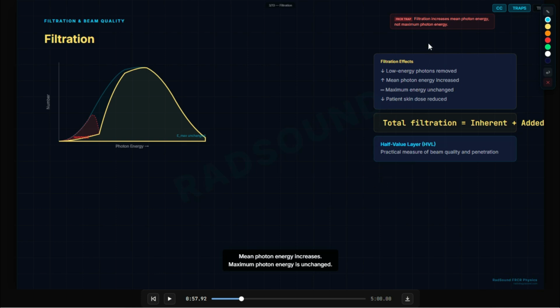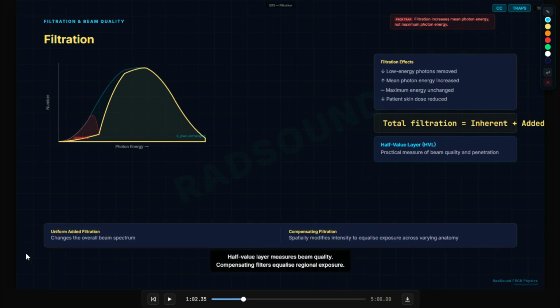So, for example, increased or added filtration increases mean photon energy, while the maximum energy remains unchanged. So we have uniform added filtration, which is filtration such as the one we added with the aluminum millimeter, and we have compensating filtration, as I mentioned, such as a bow tie filter. So the bow tie filter with the body, okay, we have a body, for instance, there is a person inside.